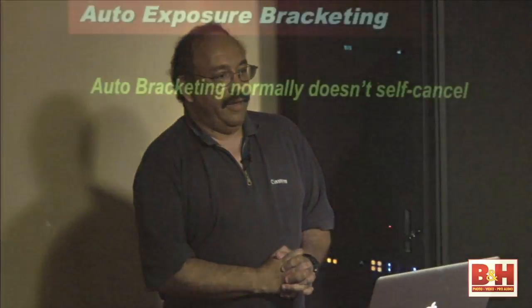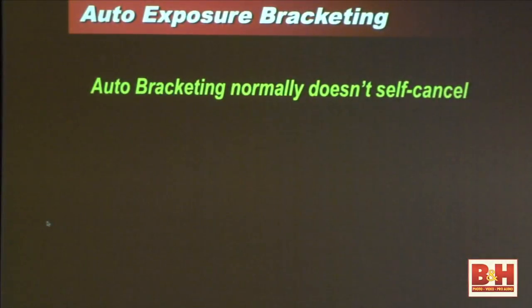Auto bracketing normally does not cancel itself. There's one way you can cancel auto bracketing without going in and literally turning it back to zero, and that's to turn the camera off. Usually that's sufficient, but we have some photographers in situations where they want to keep their auto bracketing on, maybe not permanently, but long term. Even if they turn the camera off to go get a Coke and a sandwich, they want to be able to turn the camera back on and have their bracketing still in place, not cleared.